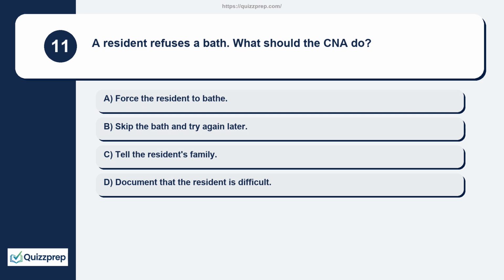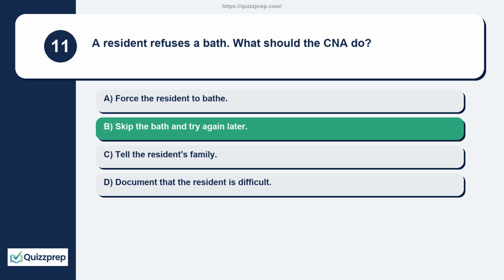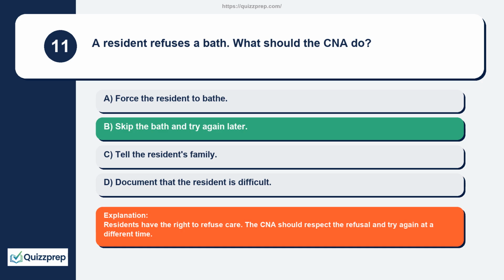Question 11. A resident refuses a bath. What should the CNA do? Force the resident to bathe. Skip the bath and try again later. Tell the resident's family. Document that the resident is difficult. Residents have the right to refuse care. The CNA should respect the refusal and try again at a different time.